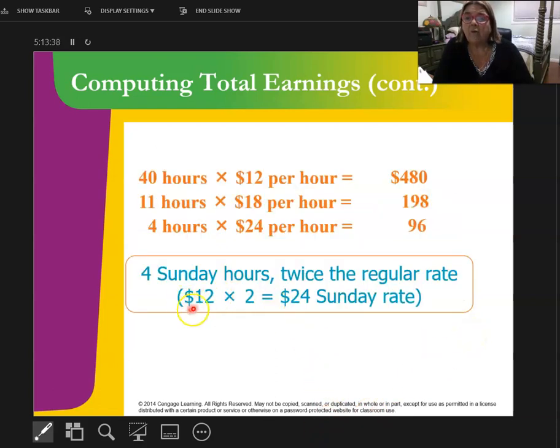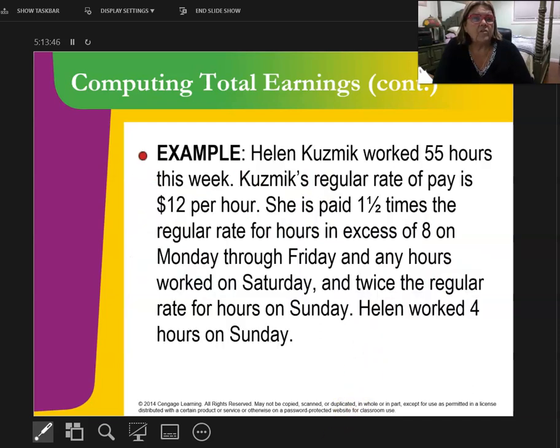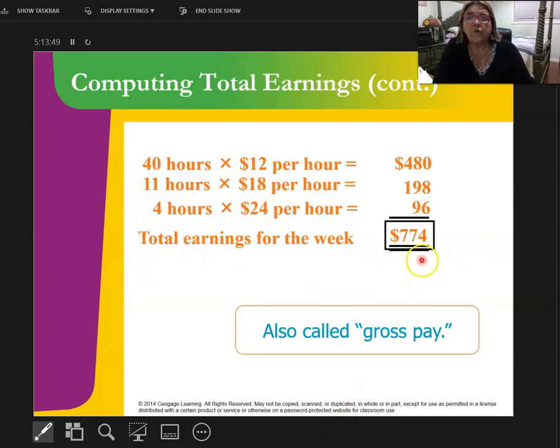And so my double time rate is twice. So 12 times 2 equals 24. So here's my 4 hours. Okay. So here's my total earnings for the week. This is also called gross pay in payroll. And so from here is where things will be calculated. Now this was an example of hourly.